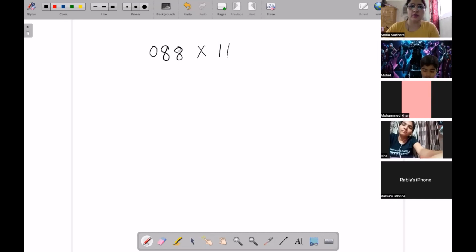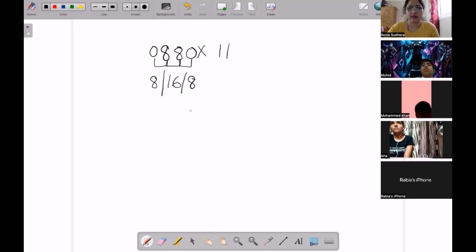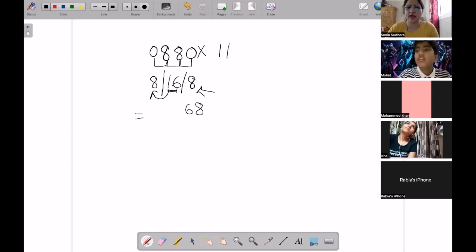88 by 11. Okay. First step was put zero before and after the number. And now we need to add consecutive numbers. The first pair of consecutive numbers is 0 and 8. It will be 8. Then 8 plus 8, it will be 16. Then 8 plus 0, it will be 8. So we can write the answer from this side. 8 as it is. Then 6 as it is, 1 carry over because here we have a 2 digit number. So 8 plus 1 is 9.